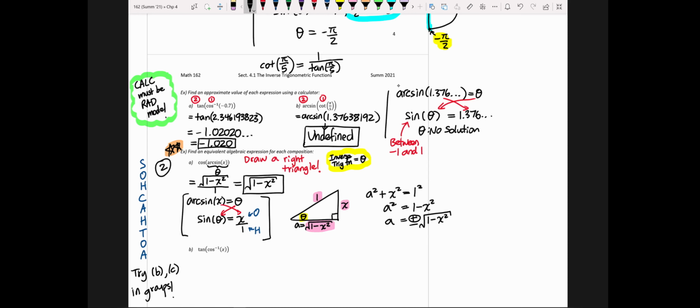Do not round. Then for your outside function, you get undefined because we know that the sine of theta must be between -1 and 1. So there's no theta that will satisfy this equation. Anytime you're using your calculator to get a decimal approximation, check carefully that you type it in correctly and make sure that you're not rounding prematurely. Rounding prematurely can lead to careless errors.